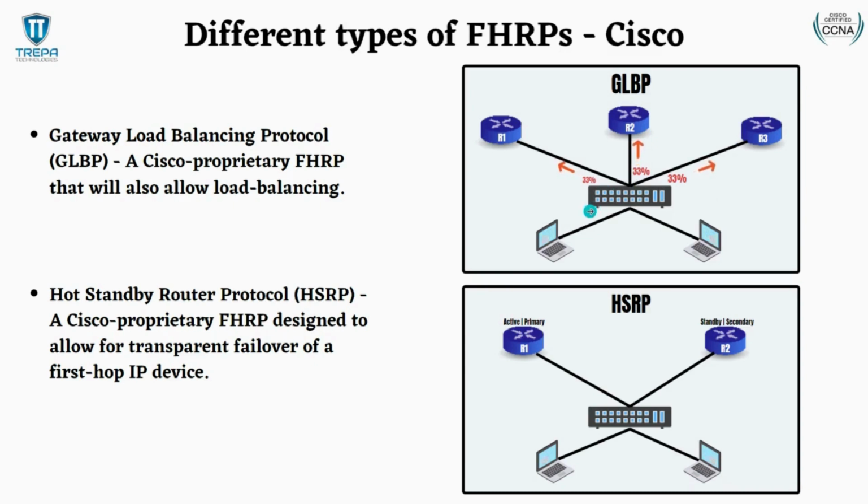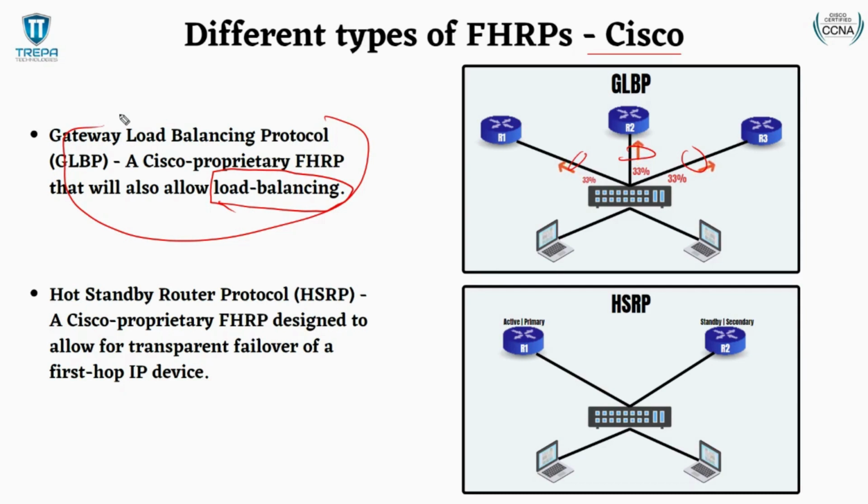Okay, so let's go over the different types of FHRPs. First, we're going to talk about the Cisco proprietary ones. Gateway Load Balancing Protocol, that's a Cisco proprietary FHRP. The main benefit or difference between this and the other FHRPs we'll talk about is that you can actually do some load balancing. We're not going to deep dive into the algorithms and how it load balances, how it divvies up streams between users, but main takeaway, GLBP can load balance, and it's Cisco proprietary. Don't know if you'll see anything about this on the CCNA exam, but wanted to throw it out there.